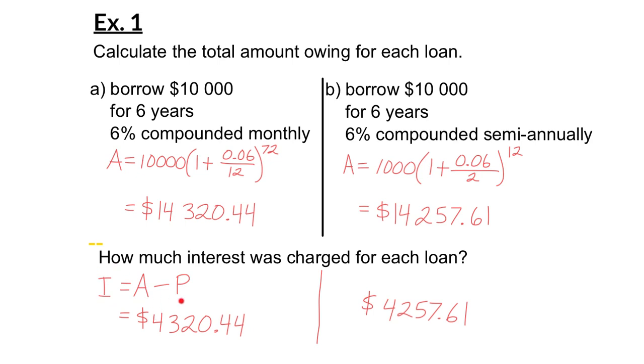So I wrote another little equation here. The amount of interest is equal to the amount minus the principal. And I can do the same thing over here. I ended up paying $4,257.61 in interest on top of the $10,000 borrowed to get a total of this much.